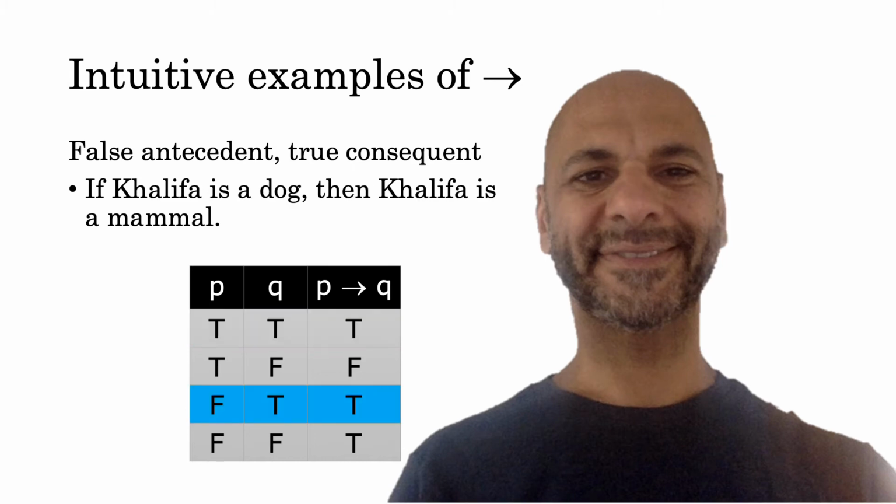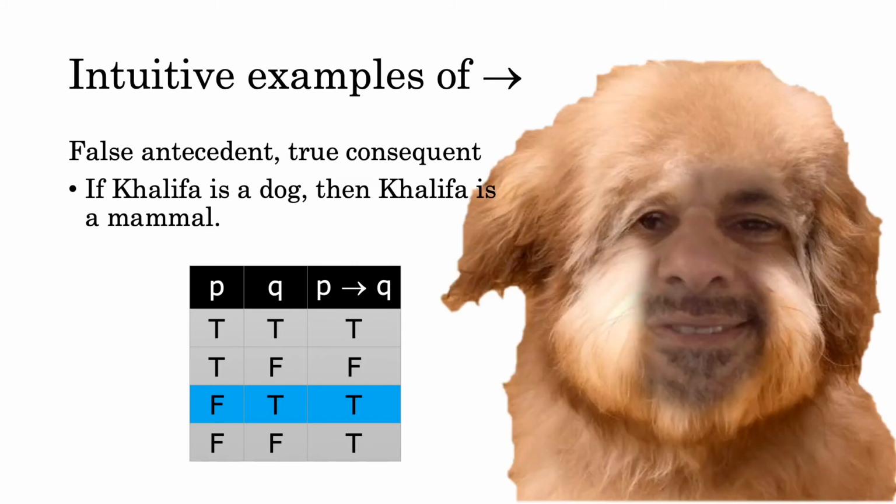There are also examples in English that correspond to the third row on the truth table that we see here. In this case, we have a false antecedent and a true consequent. Here's an example. If Khalifa is a dog, then Khalifa is a mammal. The antecedent, Khalifa is a dog, is false. The consequent, Khalifa is a mammal, is true. And the whole conditional is also true.